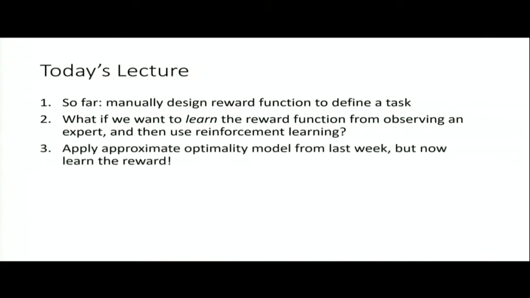We're going to apply the approximate optimality model that we covered last week, this connection between inference and control. But now, instead of using it to devise better forward reinforcement learning algorithms, we'll actually use it to devise a model of the expert's behavior that will allow us to recover the reward function in a way that is reasonably robust to noise and suboptimality in the demonstrations.